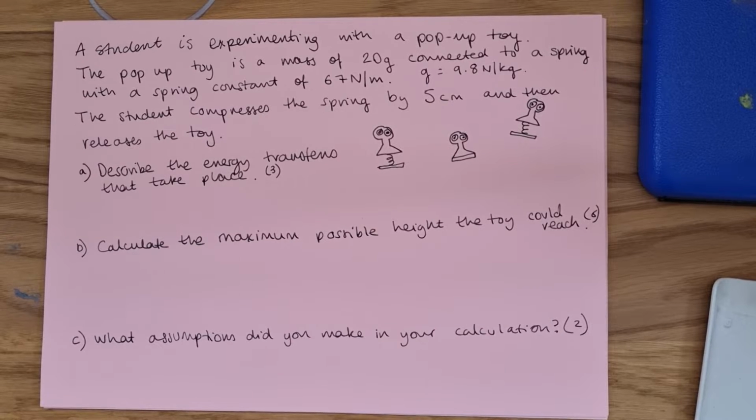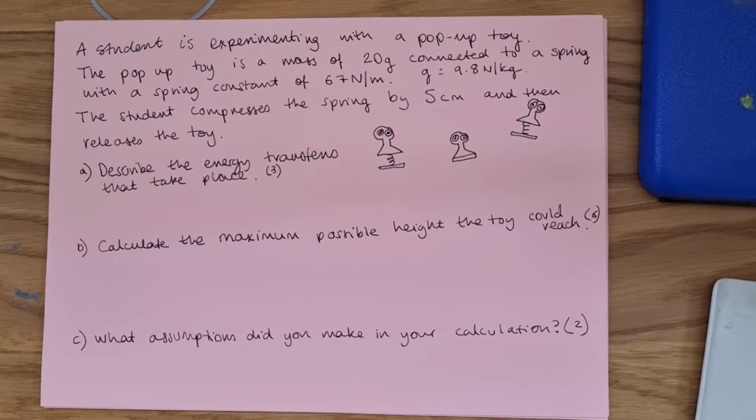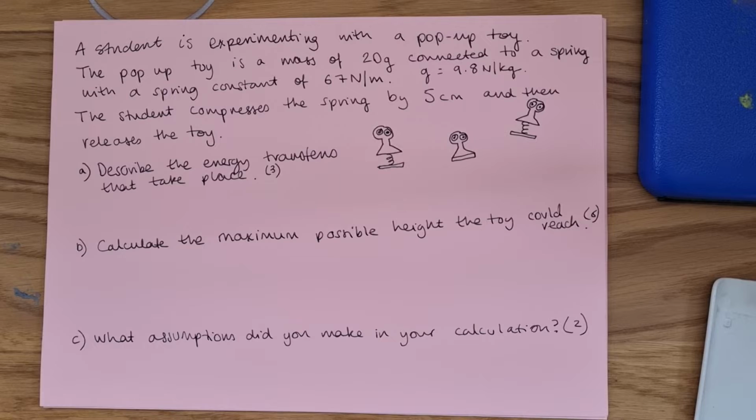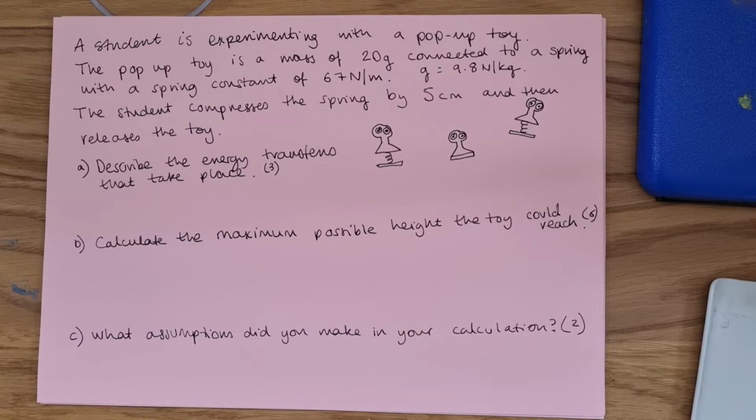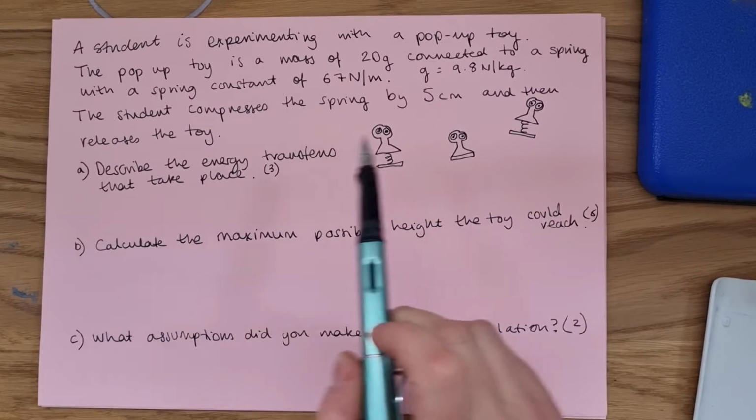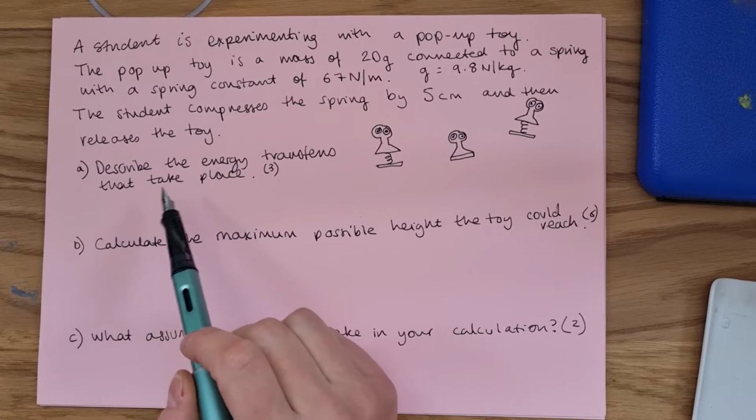A student is experimenting with a pop-up toy. The pop-up toy has a mass of 20 grams connected to a spring with a spring constant of 67 newtons per meter, and then g is 9.8 newtons per kilogram, the gravitational field strength. The student compresses the spring by 5 centimeters and then releases the toy.